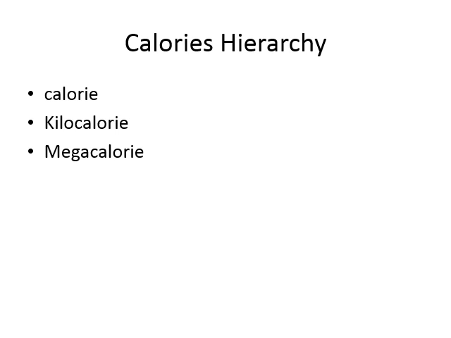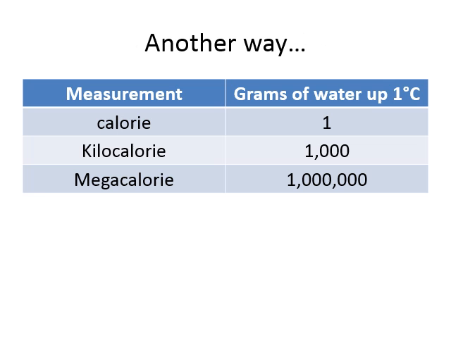If we look at our hierarchy here, calorie versus kilocalorie versus megacalorie. So if we talk about the grams of water that can be increased 1 degree C, a calorie will only do 1. A kilocalorie will do 1,000, or a kilogram, or a liter of water. A megacalorie is going to do 1,000 times that as we move forward.